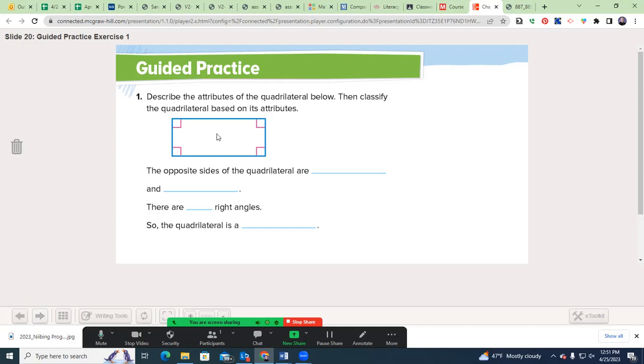So opposite sides are what? Well, these are 90-degree angles. So we know these two are parallel and these two are parallel. And we can deduce that they are also congruent. There are four right angles. So if you said rectangle, you are correct. Go ahead and fill that in. And then we'll check the second guided practice.